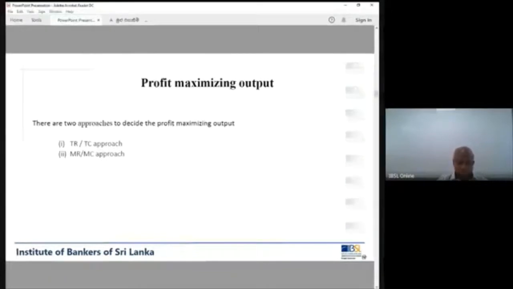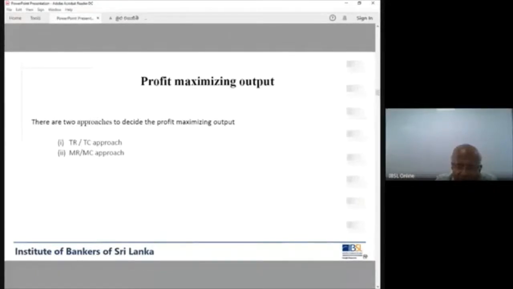Now, we said companies, firms, suppliers' objective is to maximize the profit, to get the maximum profit. Then what is the question? The objective is clear: to get the maximum profit, how much should I produce? In other words, what is the profit maximizing output to get the maximum profit?